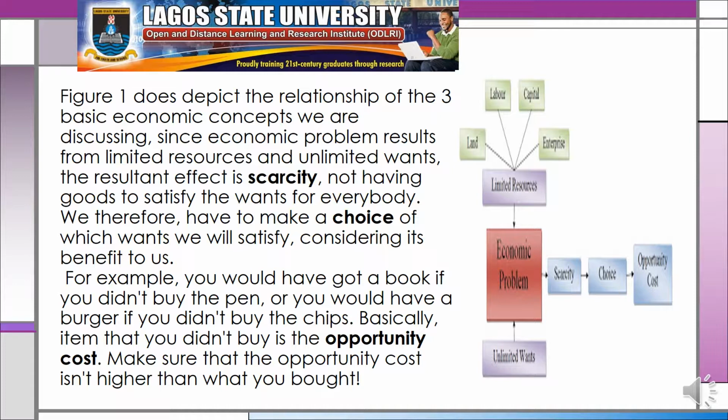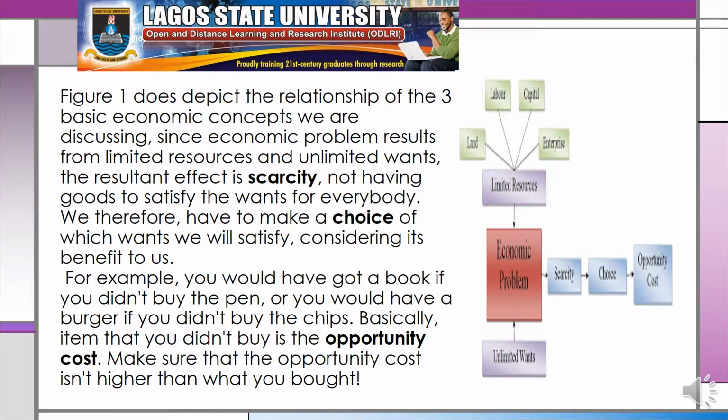Opportunity cost is the highest valued alternative that is given up when a choice is made. I have a figure on this showing that before you even talk about scarcity, the reason for scarcity is because there are limited resources: land, labor, capital, enterprise. Limited resources and limited wants create an economic problem. And to solve that economic problem, you have to make choices.